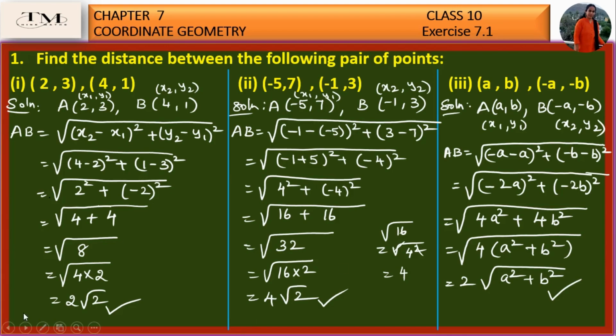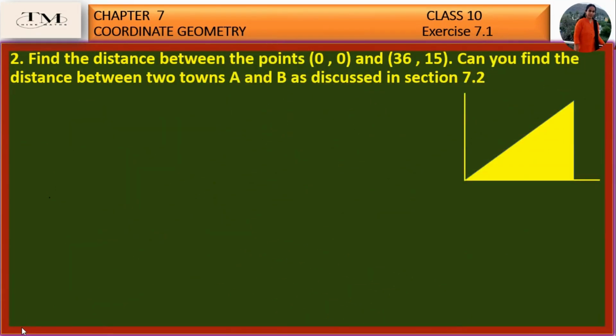So moving to the second question on the next page. Second question: find the distance between the points 0, 0 and 36, 15. Can you find the distance between two towns A and B as discussed in section 7.2? So there are two parts. First, we have to find the distance between 0, 0 and 36, 15. This can be done using the distance formula.